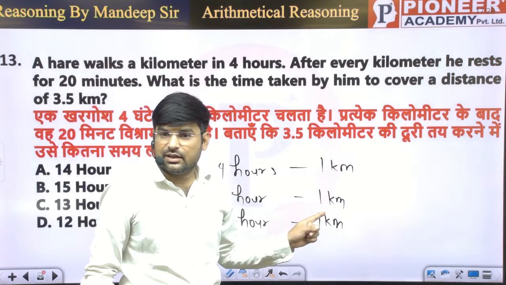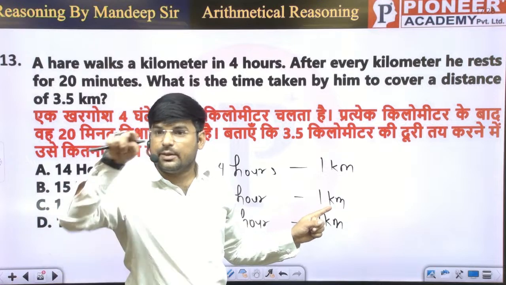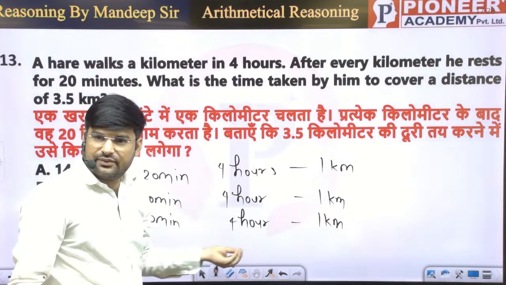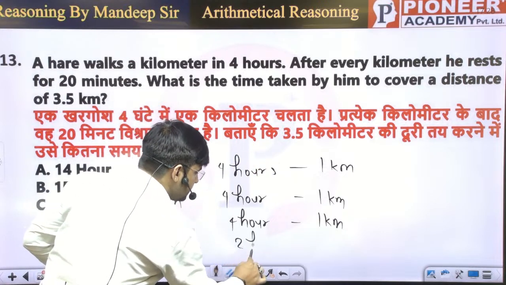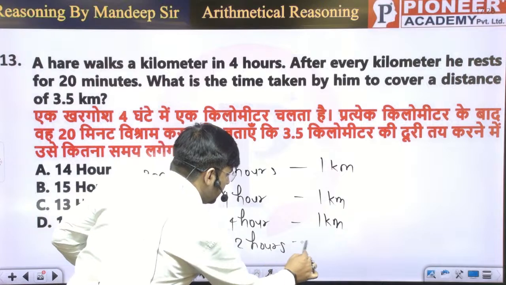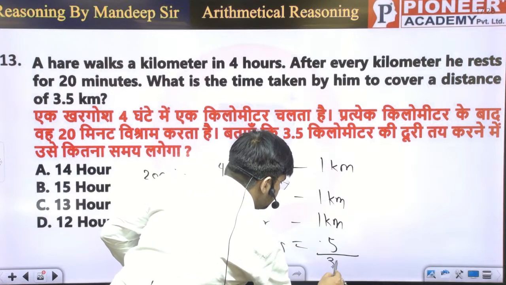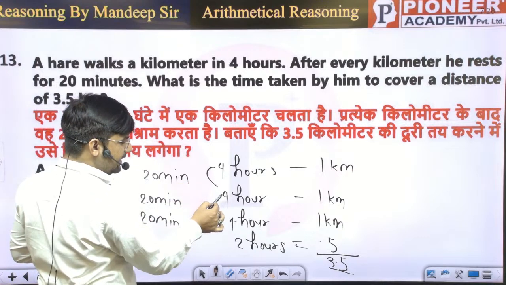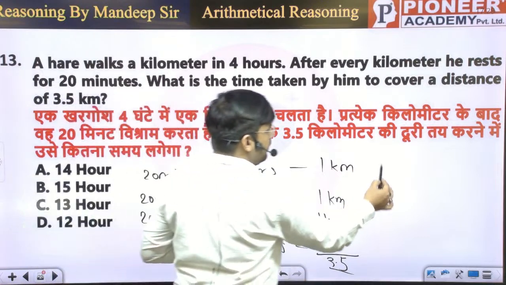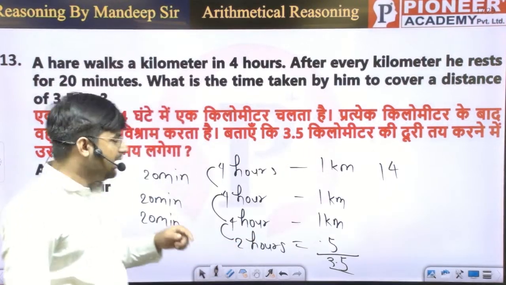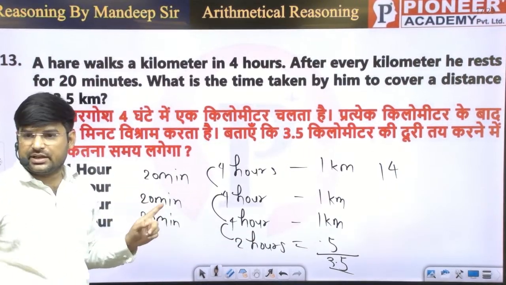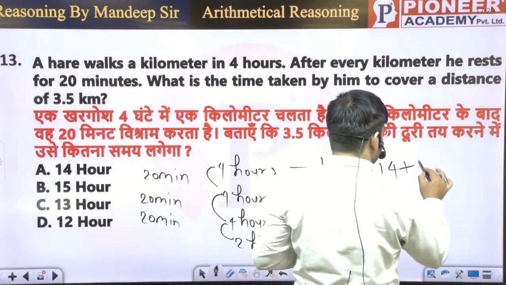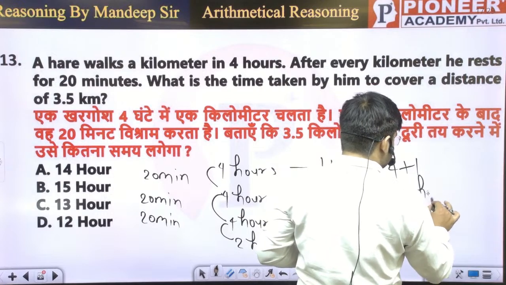3 kilometers done. So the remaining distance is only 0.5, half a kilometer. So time will also be half, 2 hours. In 0.5 the distance becomes 3.5, and time 4, 8, 12, 12 plus 2 is 14, and 20, 20, 20 is 60 minutes. 60 minutes equals 1 hour. So 14 plus 1 equals 15 hours.